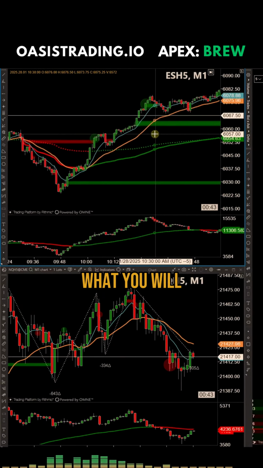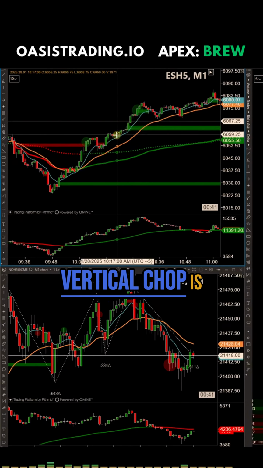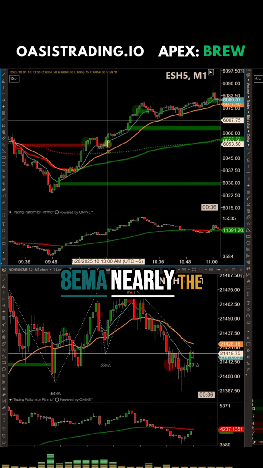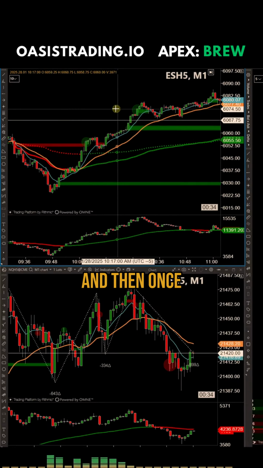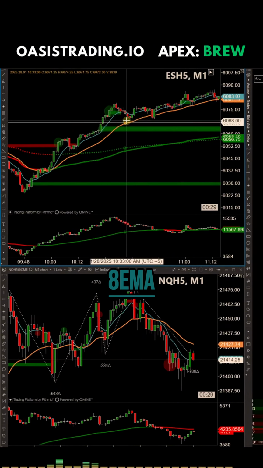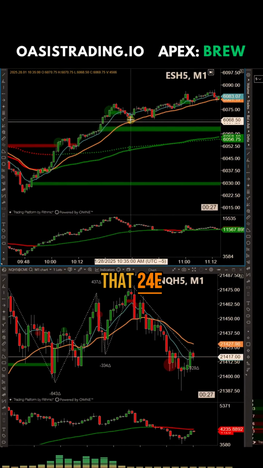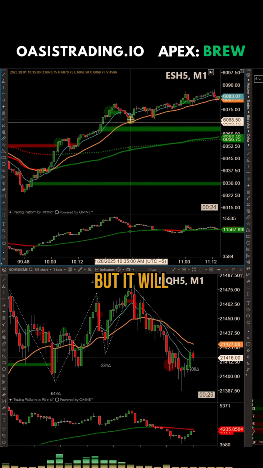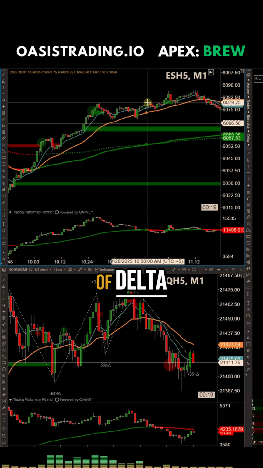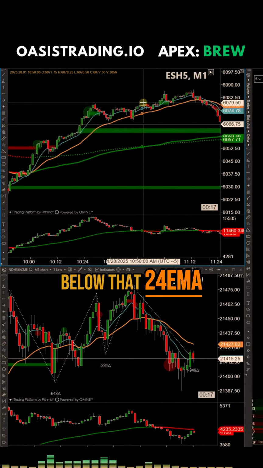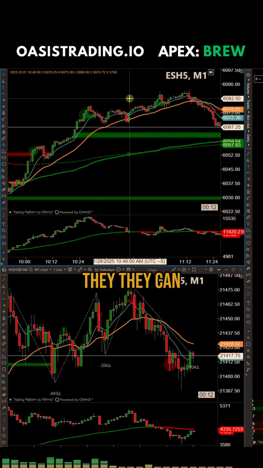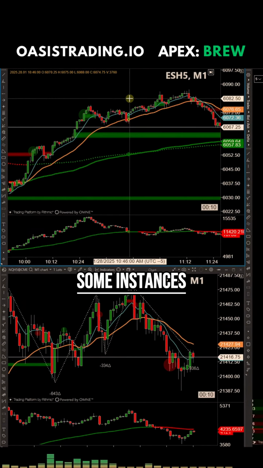So typically what you will see during a vertical chop is at the start of the trend, when it starts to get very aggressive, it will hold on to that ADMA nearly the entire time. And then once it starts to get a little bit choppier, you will start to lose that ADMA and start to pull back to that 24 EMA, but it will protect that 24. They will not allow it to trade a lot of delta or a lot of price action below that 24 EMA. And these can go on for a very long time. They can go on the entire day in some instances.